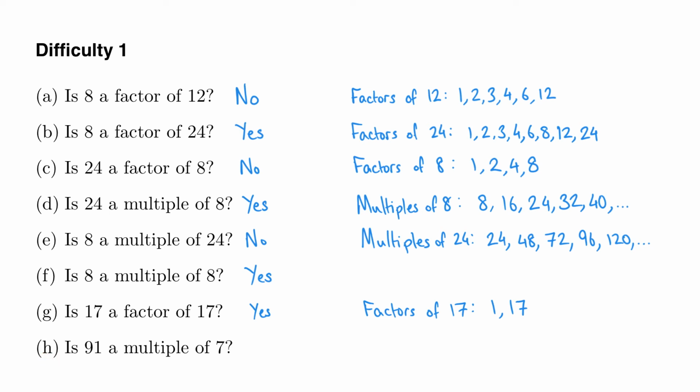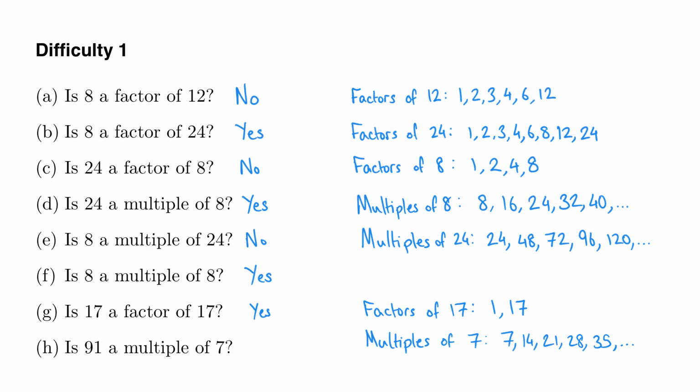Finally, we're on part H. Is 91 a multiple of 7? Well, you could try listing out the 7 times table until you get to 91, or you get past it without actually reaching 91 exactly. But that's a lot of work. If you just list out the first few, you see we get 7, 14, 21, 28, 35, and maybe you don't want to go to the trouble of listing out all of these multiples. So what you can do instead is check to see if 7 is a factor of 91. If 7 is a factor of 91, that will mean 91 is a multiple of 7.